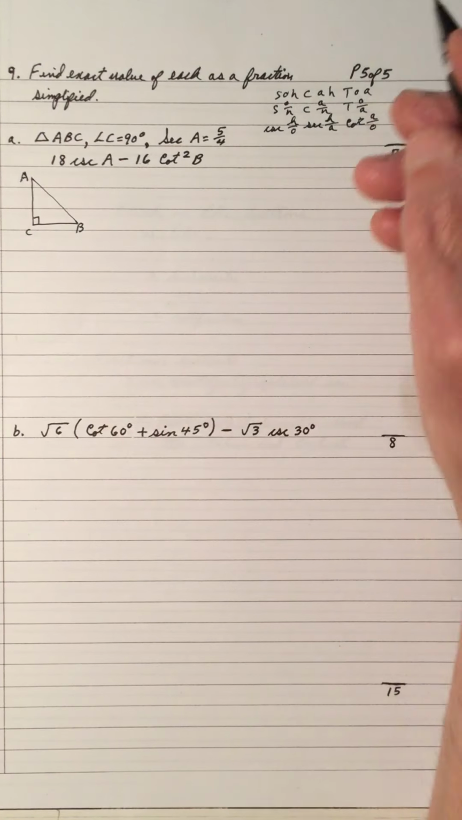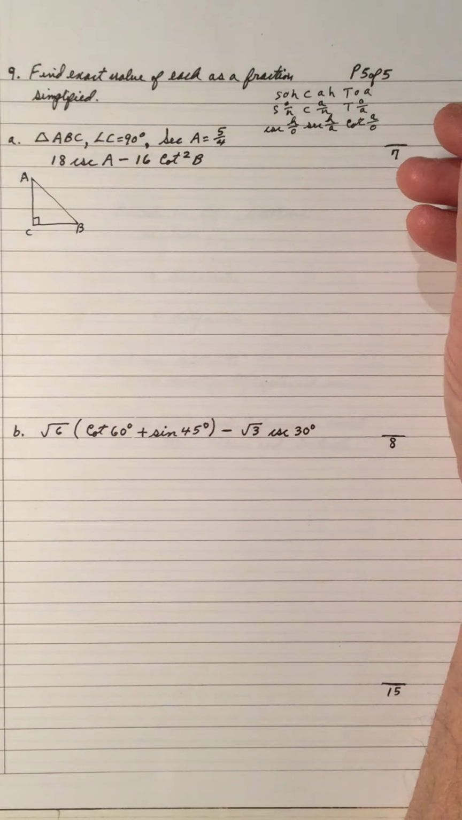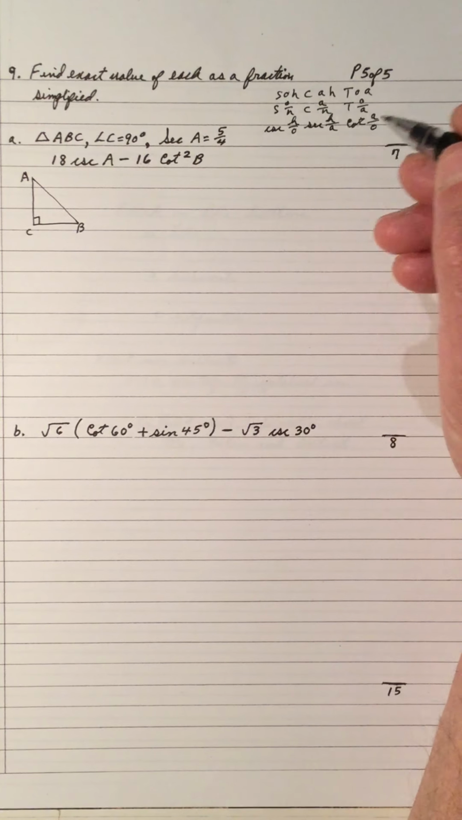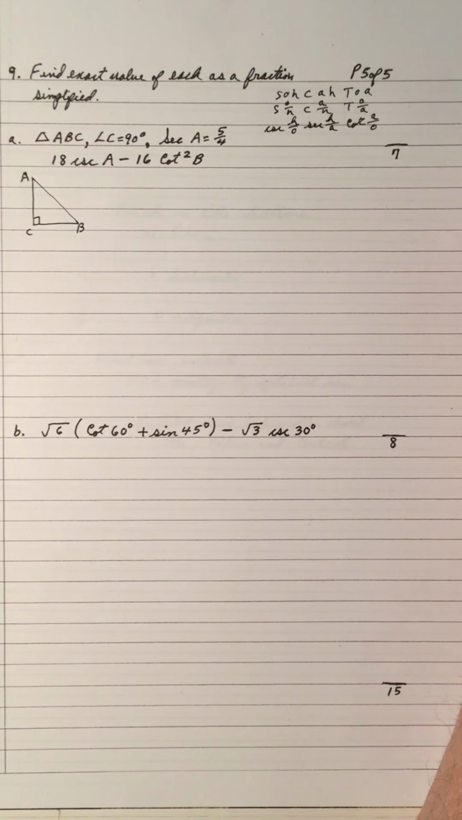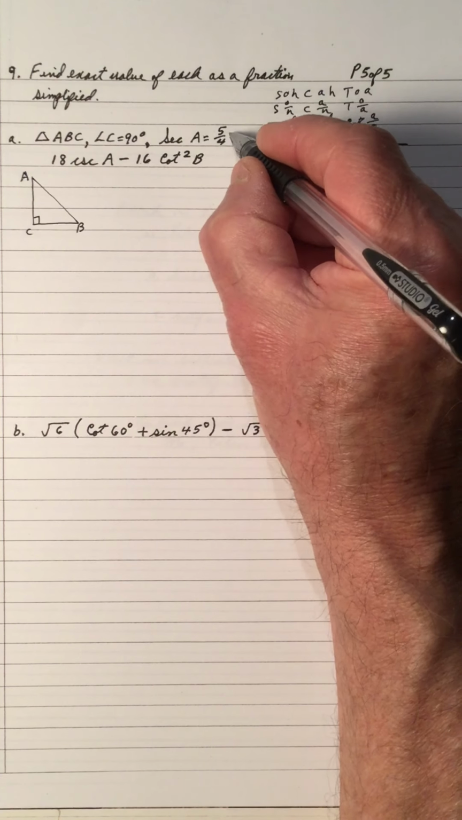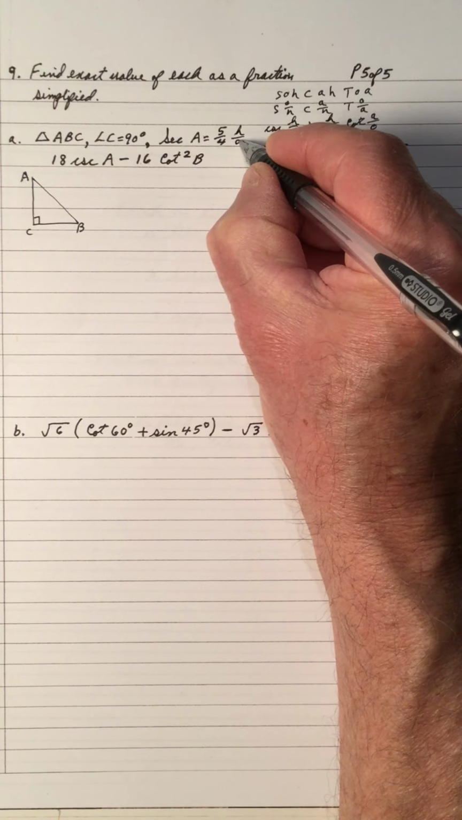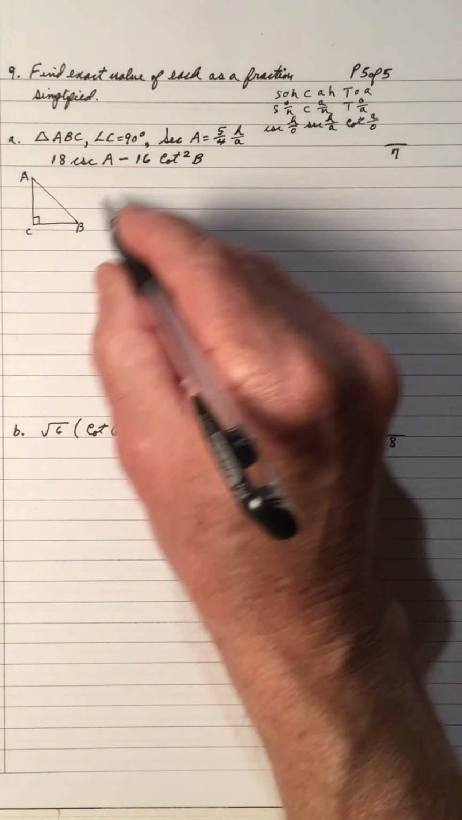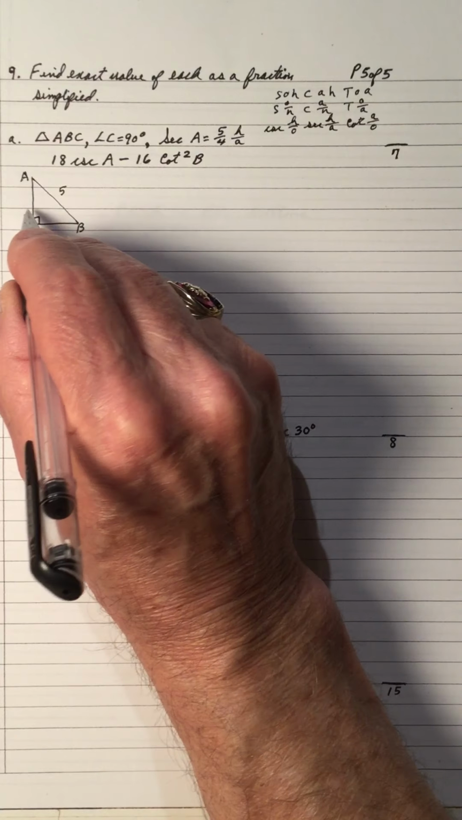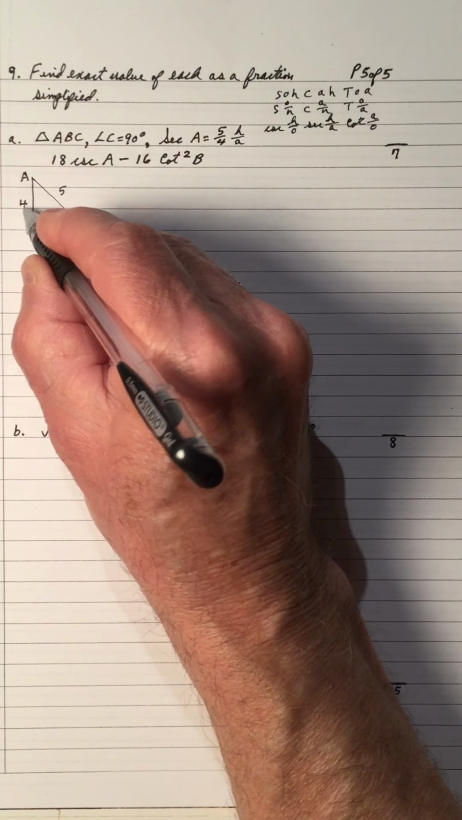You know that sine is opposite over hypotenuse, cos is adjacent over hypotenuse, tan is opposite over adjacent. Then secant and cosecant are reciprocals, so just flip them around. Here we go. Secant of A: secant is hypotenuse over adjacent. In relation to angle A, the hypotenuse is always opposite the right angle, and the adjacent is the 4.